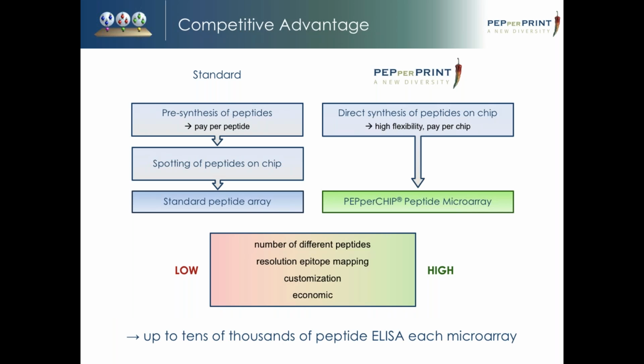But why should you work with our laser-printed peptide microarrays? Well, in contrast to other providers which work with standard spotting technologies, there's no need to pre-synthesize every peptide for the microarray. This means we can save a remarkable amount of the cost for peptide microarray synthesis. Moreover, we can print significantly more peptides per chip for high-resolution epitope mapping, and we're completely flexible with respect to the peptide content of the microarray.